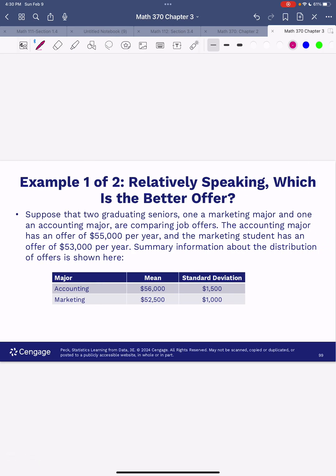An example of this: let's say we have two graduating seniors, a marketing major and an accounting major, and they are comparing job offers. The accounting major has a $55,000 per year offer, and the marketing major has a $53,000 per year offer. Here's some more information for each. The mean for accounting is $56,000 with a standard deviation of $1,500, and the marketing mean is $52,500 with a standard deviation of $1,000.